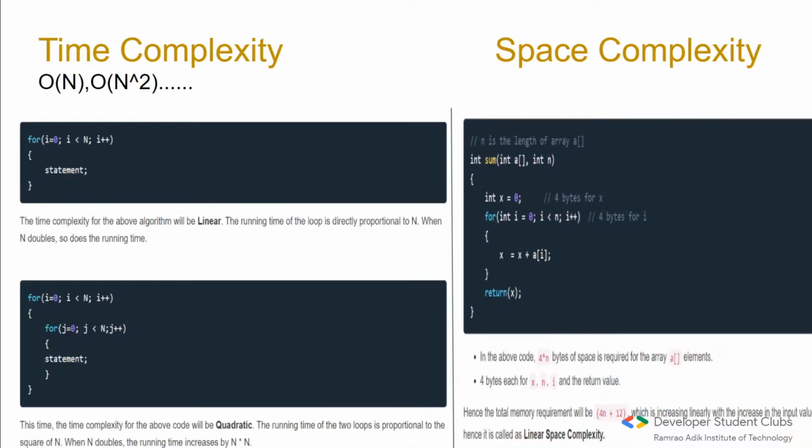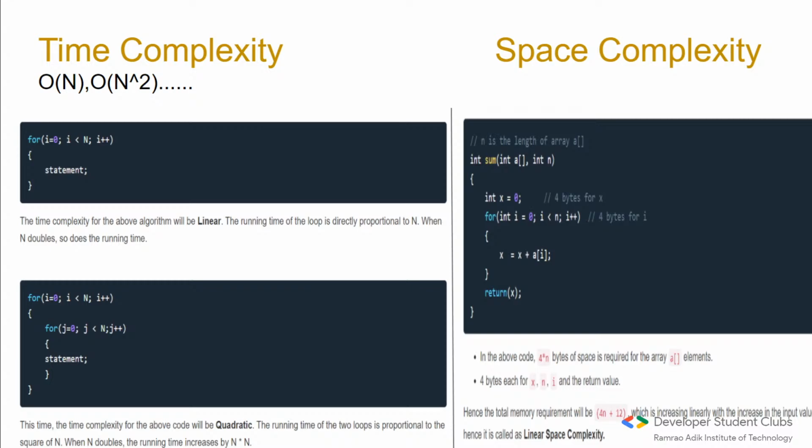The most important terms that you should know for competitive programming are time complexity and space complexity. So let us know what these are. Time complexity is the amount of time required by an algorithm to execute till completion. So let us take an example.